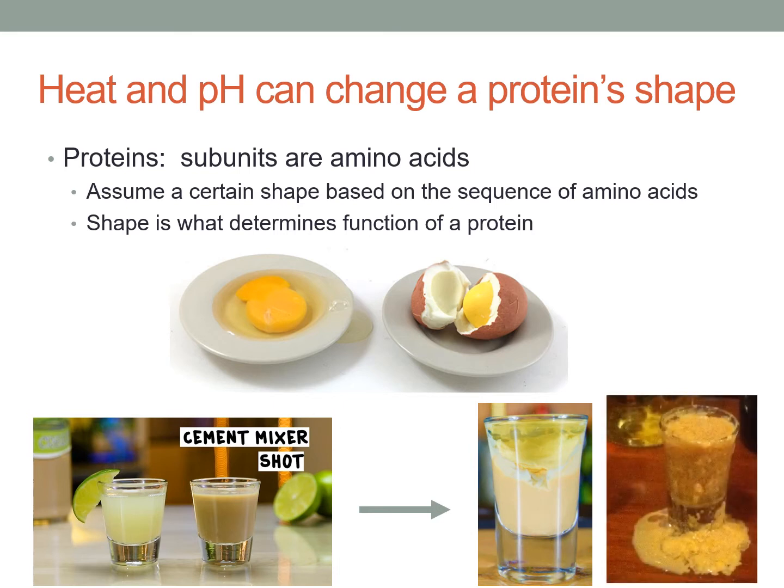So the only allure of a cement mixer as a beverage is to unwittingly get your friends to do something really disgusting. But that's the only example I can think of. Did anybody else ever think of another example of pH? Like, I mean, when they make cheese, sometimes they do this too. Any other examples of proteins and acids?